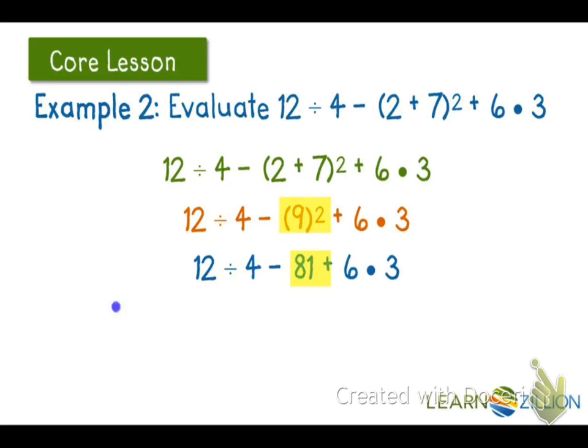I see both multiplication and division, but division comes first, so we do it first. 12 divided by 4 is 3. Now we'll go ahead and do the multiplication of 6 times 3 and get 18. Now we're on to the addition and subtraction step. Subtraction comes first. 3 minus 81 is negative 78. Now we'll finally add that to the 18 and get negative 60 as our answer.